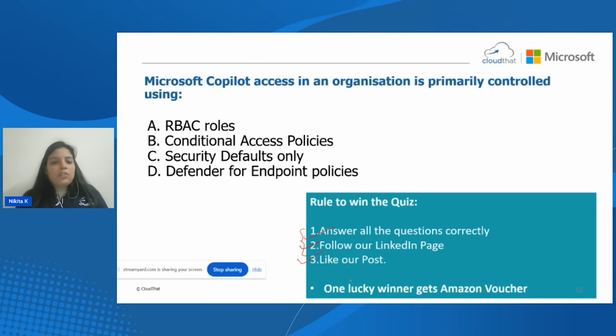So I'm waiting for 2 seconds for you to answer this question. You can just give your answer: how can Microsoft Copilot accessibility in an organization be controlled, using the RBAC roles, the conditional access policies, security defaults, or Microsoft Defender for Endpoint policies? You can give your answer.